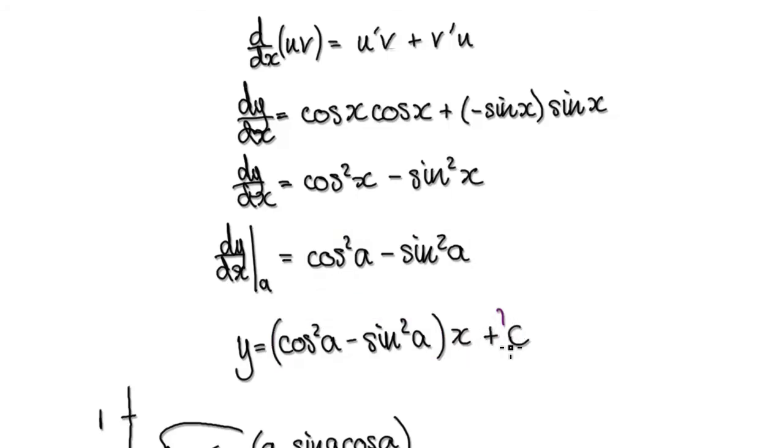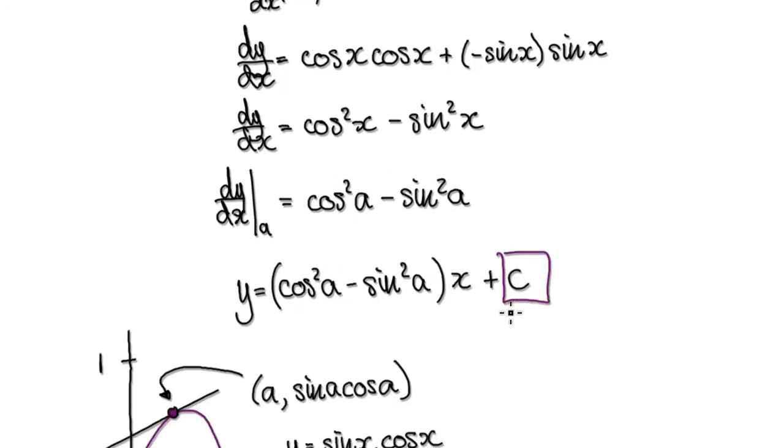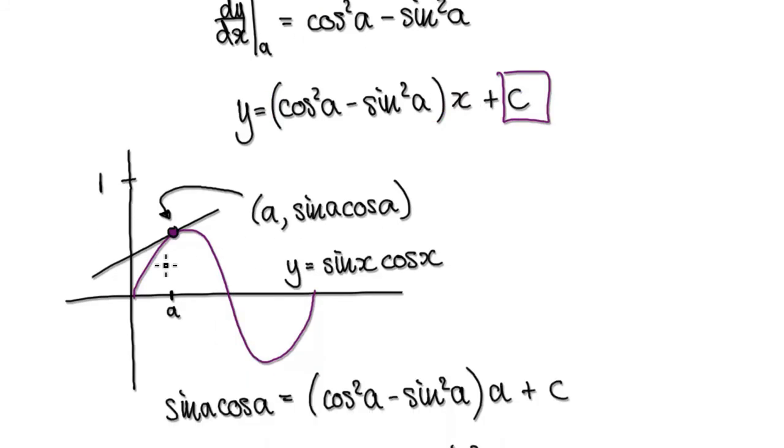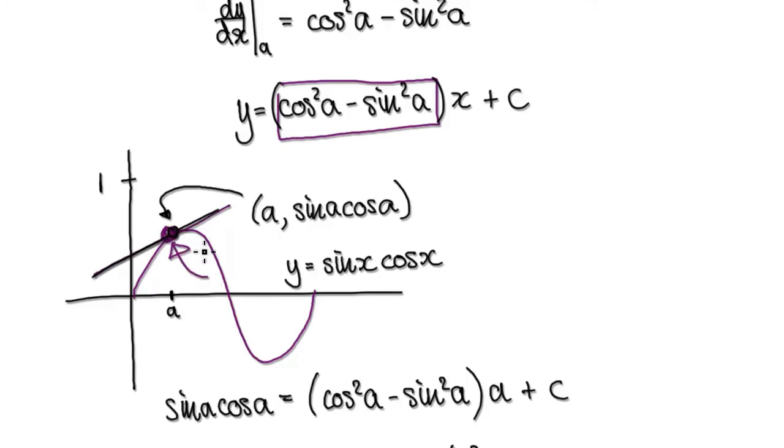So now we just need to work out the intercept. The intercept is right here, but we don't know where it is. We've got the gradient. To work out the intercept, we need one specific point on that tangent line. Well, we know one point, this point here. The coordinates at this point are given by a comma sine a cos a, because if you want to know the height, you would put a into here and into here. So this is your x coordinate, this is your y coordinate.